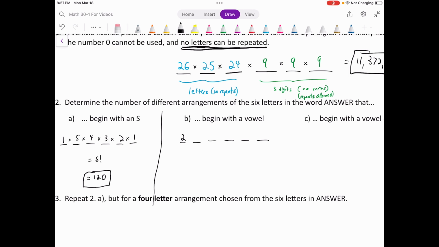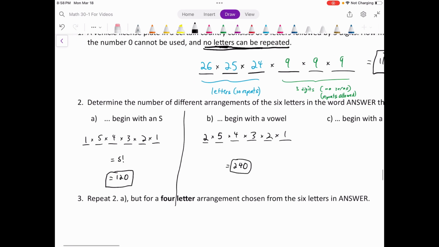And then after that, what are my choices? Well, I've chosen one of the vowels, right? Careful, sometimes students want to say 4 here, but we're not putting the A and the E there. We're putting the A or the E there, right? So I have 5 choices to put here, right? 5, 4, 3, 2, 1. So it's just 2 times 5 times 4 times 3 times 2 times 1, which is 2 times 5 factorial, or 240.